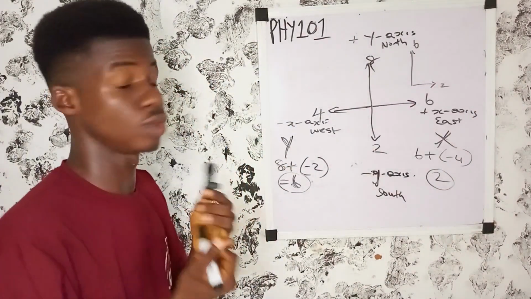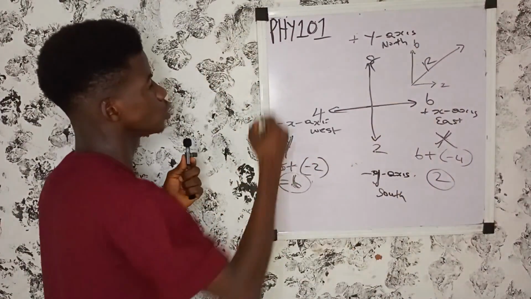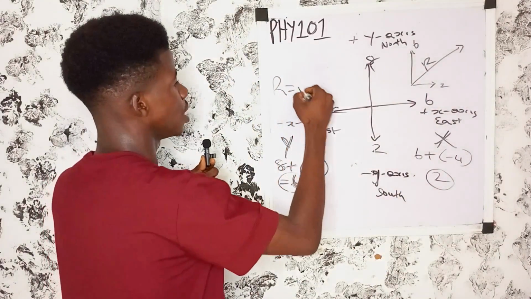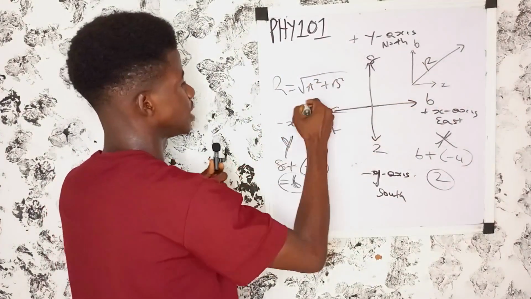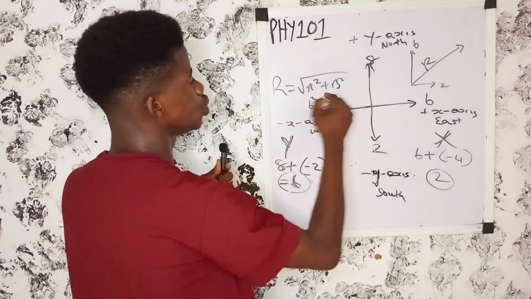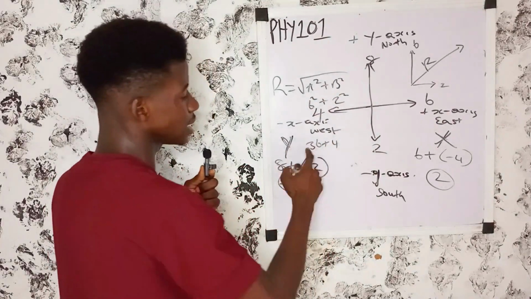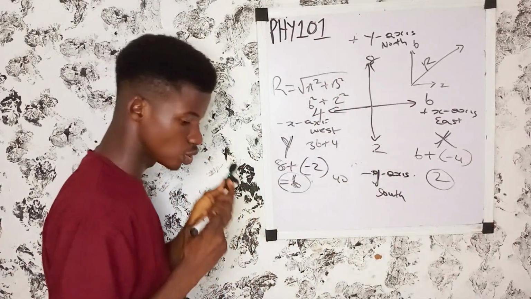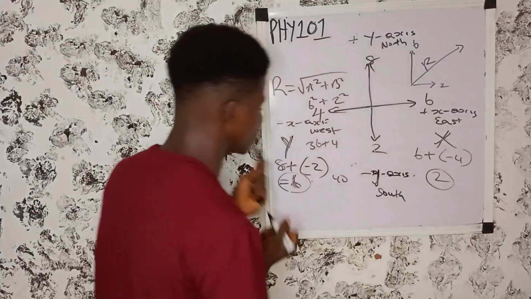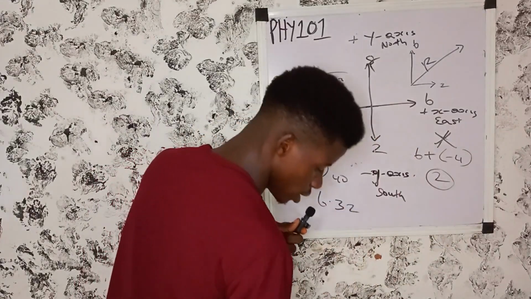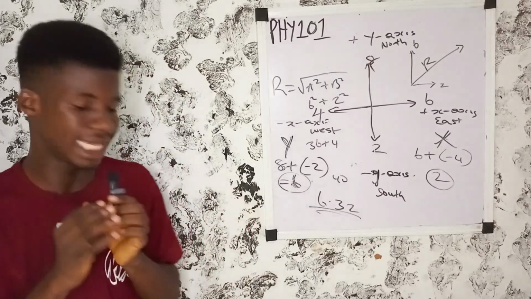So we arrive at a right angle, and then you look for the resultant, which is the total. We are going to use Pythagoras theorem. R equals the square root of a square plus b square. a is 6, 6 square, plus b is 2, 2 square. 6 square is 36, 2 square is 4. So adding them, we have 40. Then the square root of 40 is 6.32. So that is the answer to question 2.8.